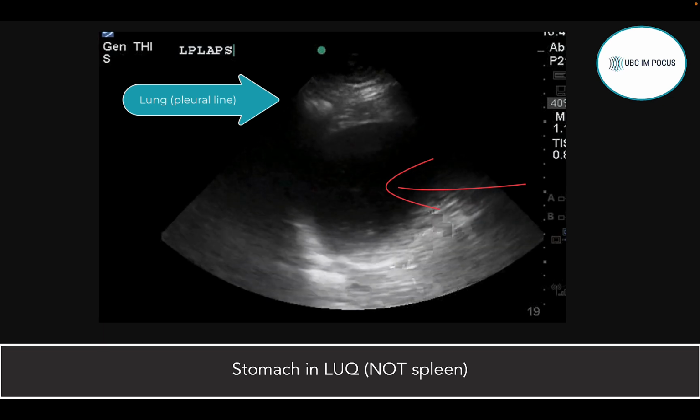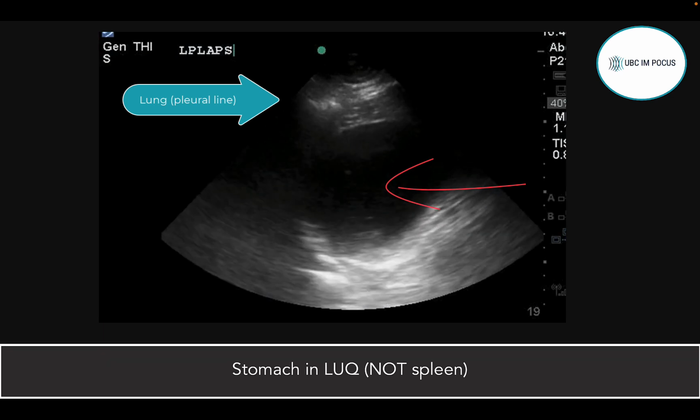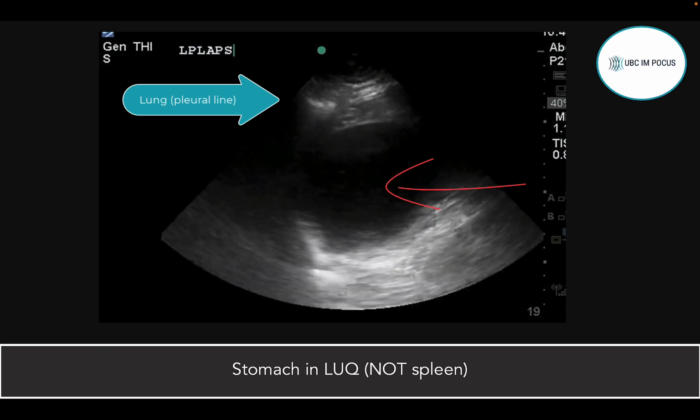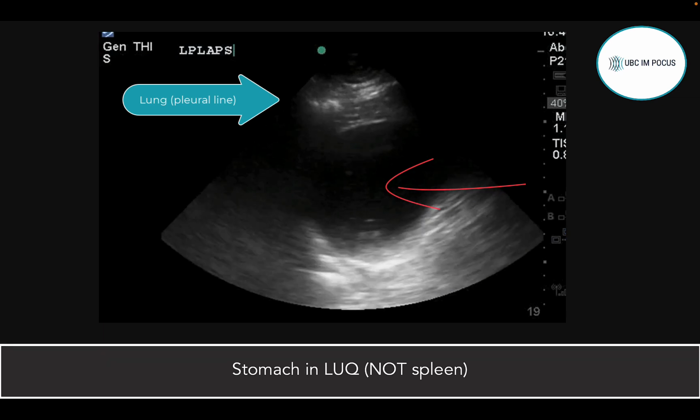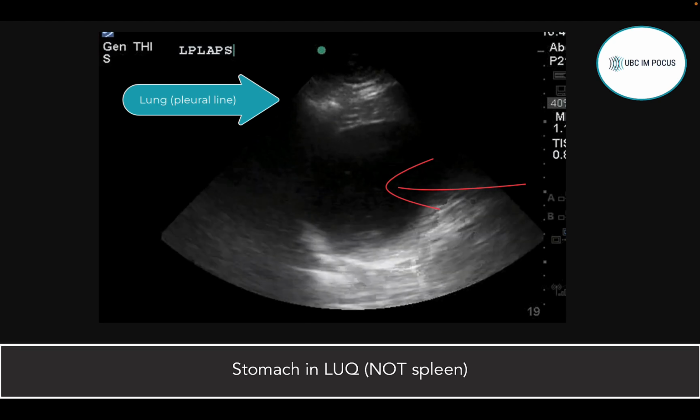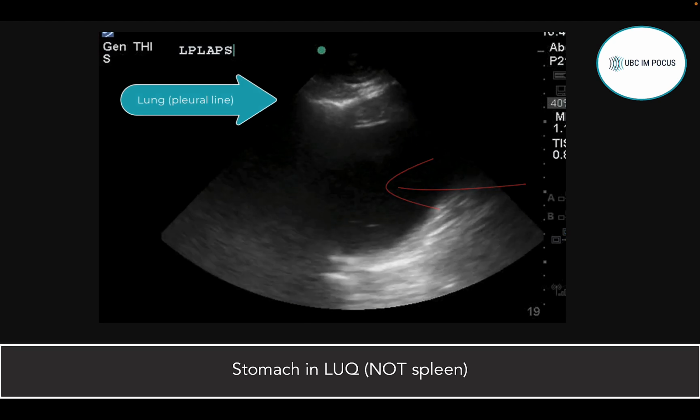So if you're ever not sure what you're seeing on ultrasound, if it doesn't look quite usual, come back to first principles and look for your other landmarks. Say, okay, if this is spleen, then kidney should be right here and spine should be underneath it. And if you don't see that, then it's probably something unusual that's going on.